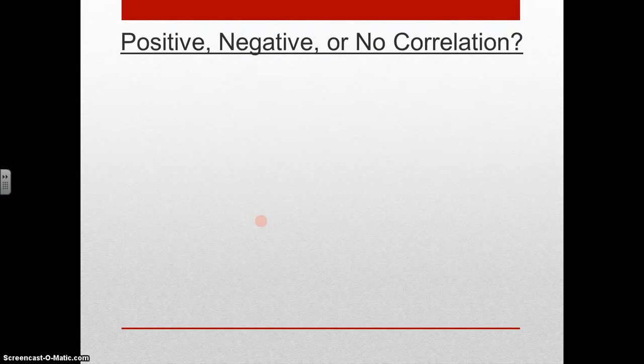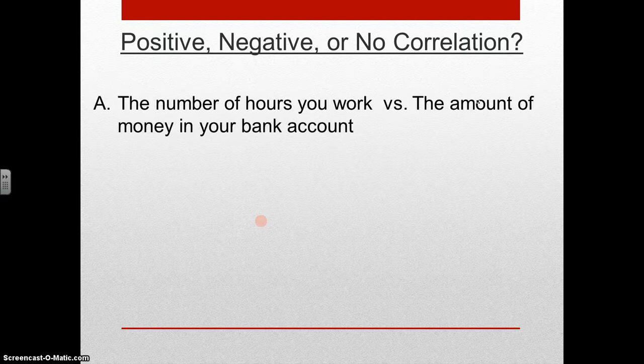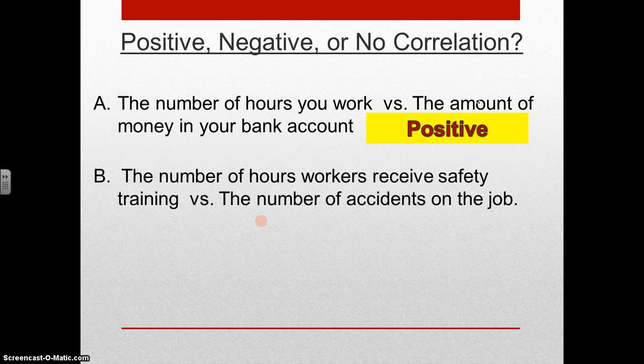Now, looking at scenarios, we're going to look at whether it is a positive, negative, or no correlation. The number of hours you work versus the amount of money in your bank account. It is a positive correlation. The number of hours workers receive safety training versus the number of accidents on the job. Well, if you receive more safety training, hopefully the number of accidents on the job are going down, so that would be a negative correlation. One goes up, the other one goes down. And if you look at example A, if one goes up, the other one goes up, or in the same direction, I'm sorry.